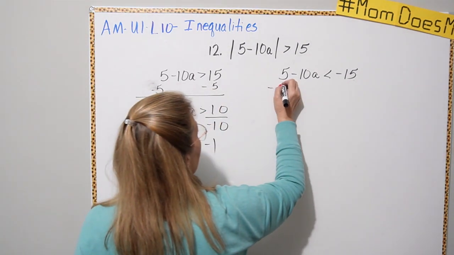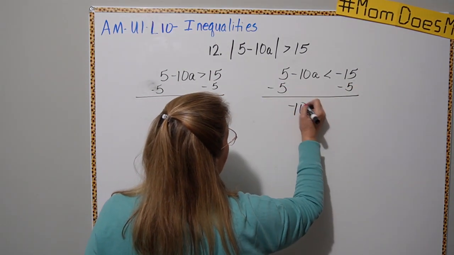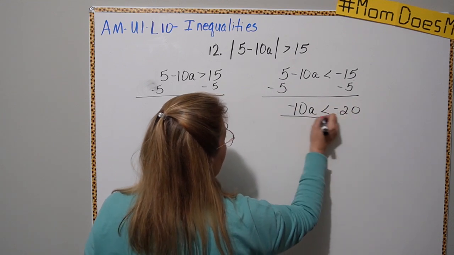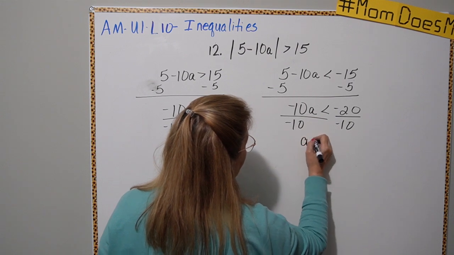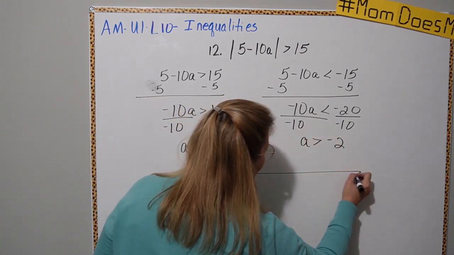Now since I divided by a negative number, I've got to reverse my sign: a is less than negative 1. Okay, over here, I'm going to subtract 5 from each side. Negative 10a is less than negative 20. Divide by that negative 10, so that means I'm going to flip my sign. Okay, let's just go ahead and graph it first.